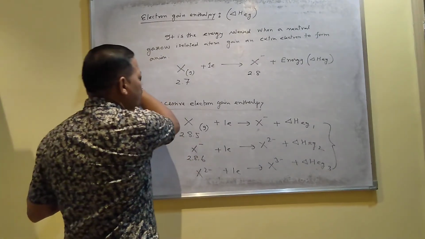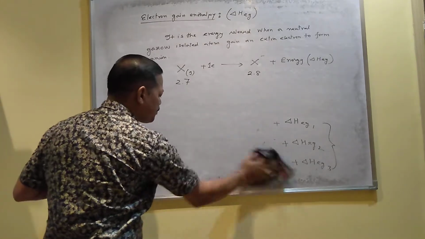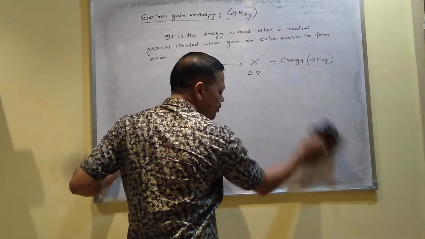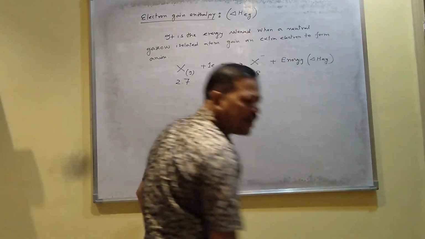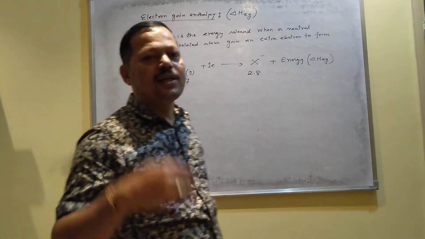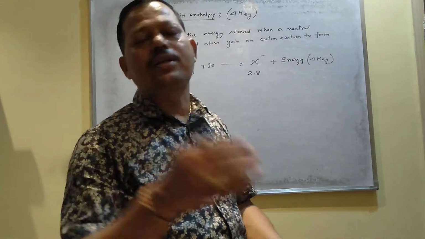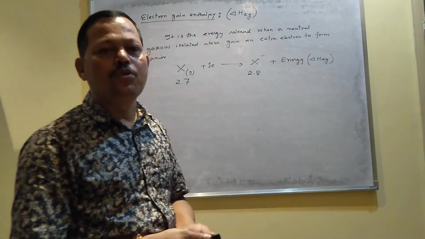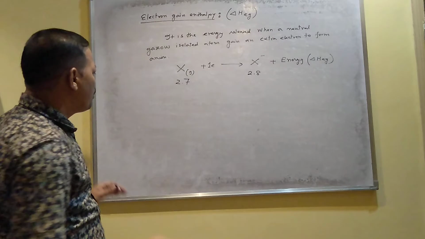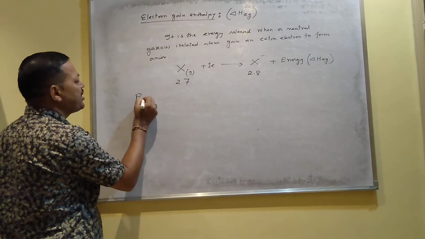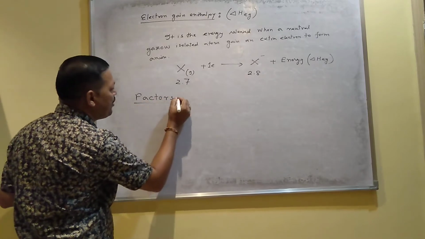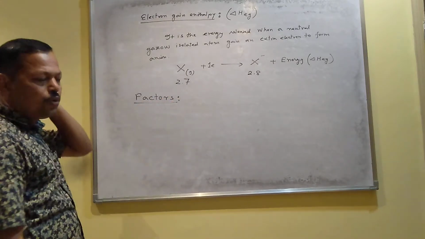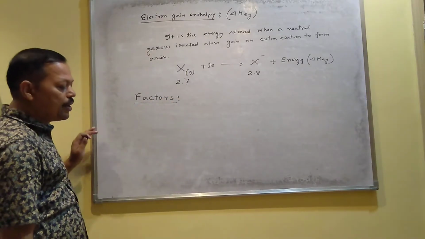and that is why it is represented by negative sign. Now, what are the factors affecting electron gain enthalpy? I mean, for what type of atom electron gain enthalpy value will be high, for what type of atom electron gain enthalpy value will be low. So the main factors I will give you which can affect the electron gain enthalpy value.